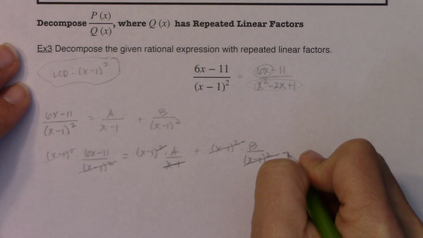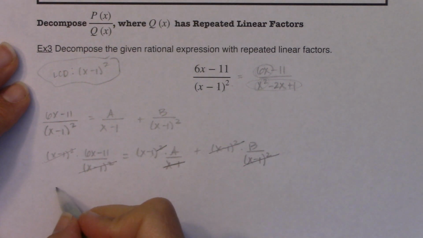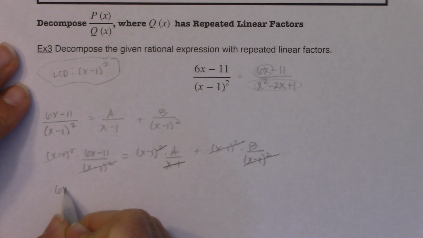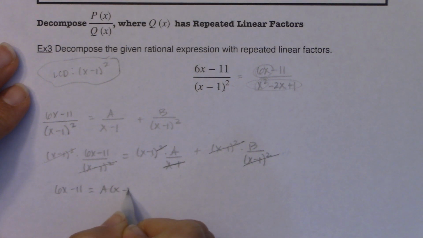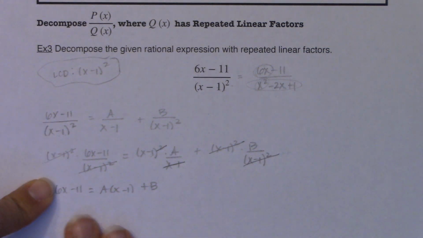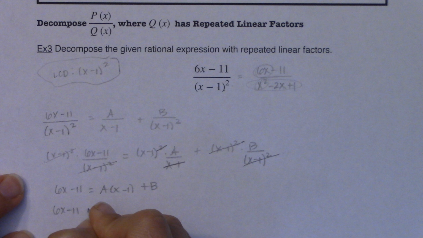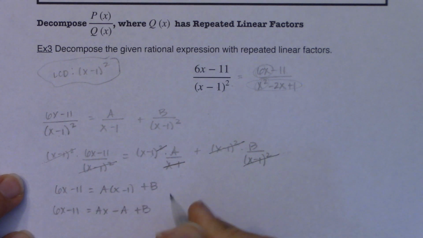So if I take a look, and actually I'll make a new line just so that we have plenty of view space. On the left side, the only thing that survives is 6x - 11. On the right side, I've got a times (x - 1) + b. All right, and here's where I'm going to go ahead and distribute a little, and then I'm going to collect like terms. I'm going to set up a system of equations. So I've got 6x - 11, that's going to be ax - a + b.